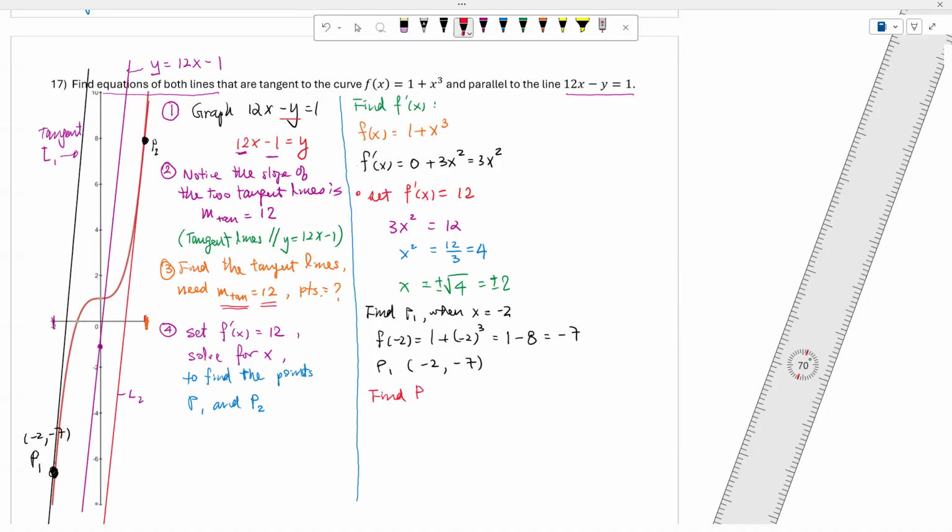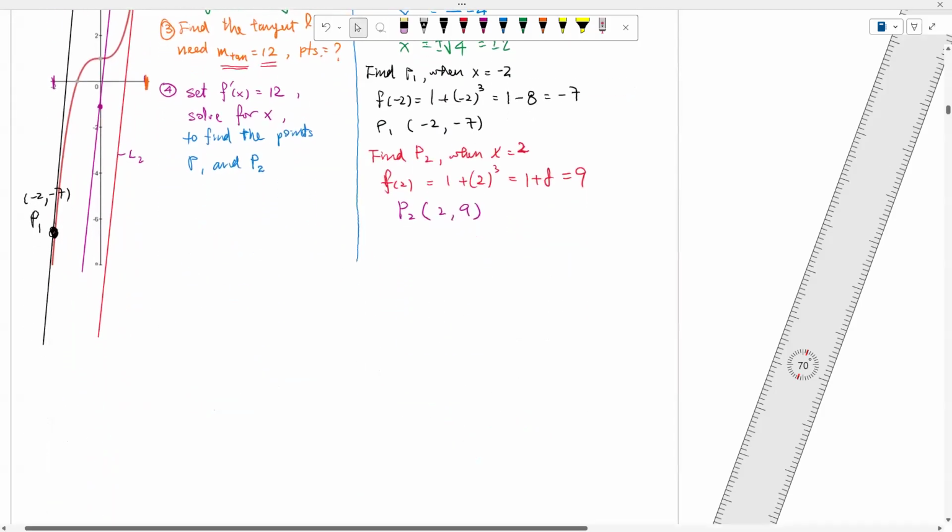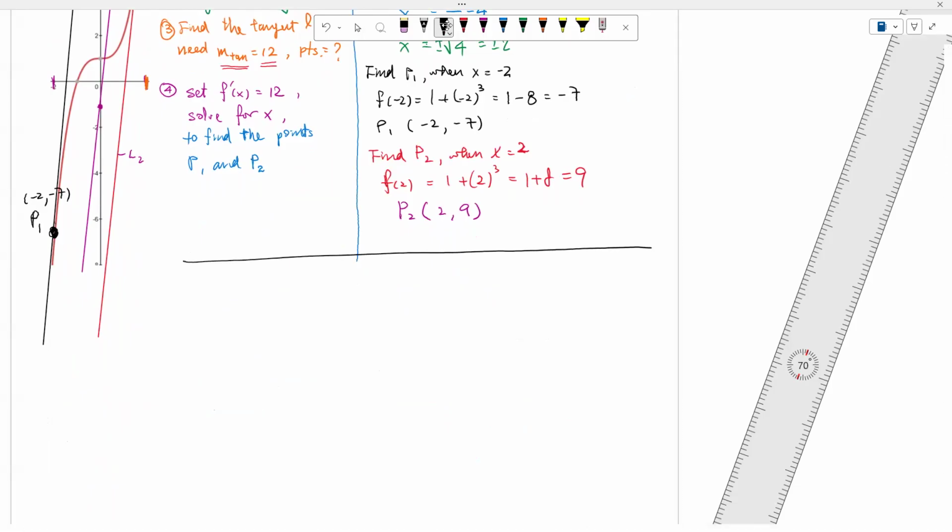And I would like to find P sub 2 when x equals 2. Then I have f of 2 is 1 plus 2 to the power 3, which is 9. Okay. So now my P sub 2 is (2, 9). Okay, so now we have enough information.